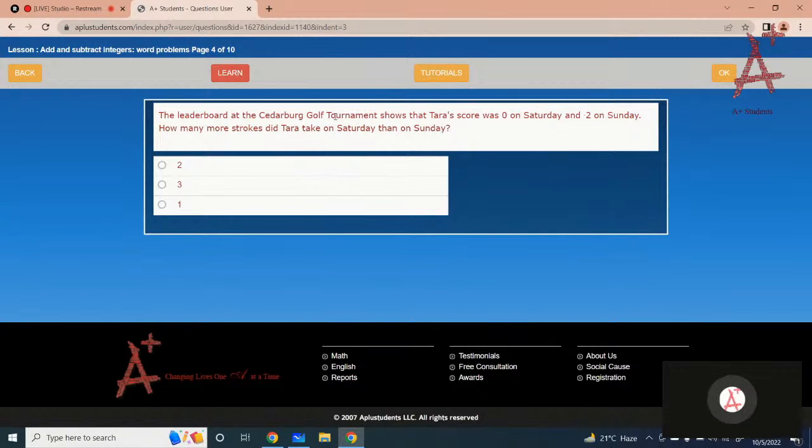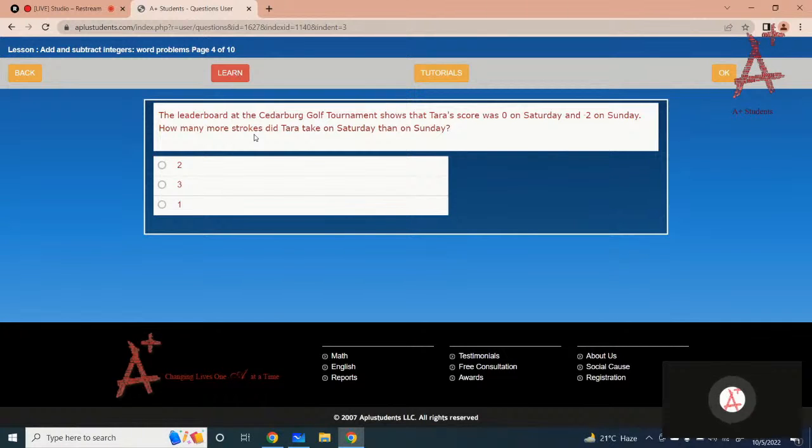Okay, the leaderboard at the Cederberg golf tournament shows that Tara's score was 0 on Saturday and -2 on Sunday. How many more strokes did Tara take on Saturday than on Sunday? That's the same one we did on the tutorial, isn't it?